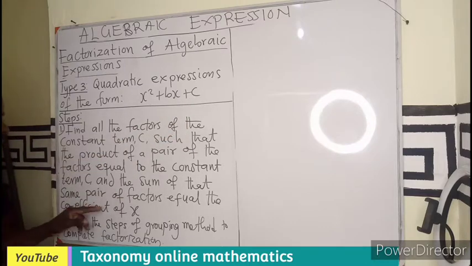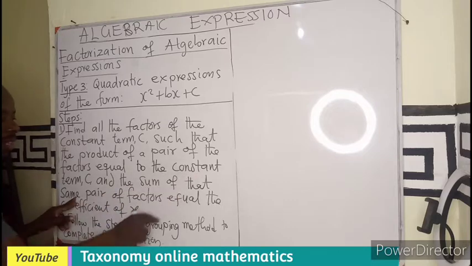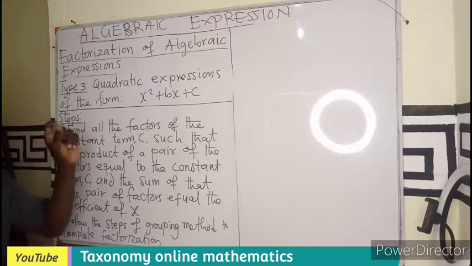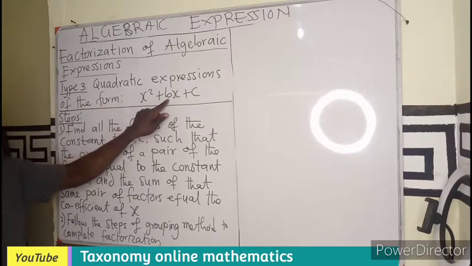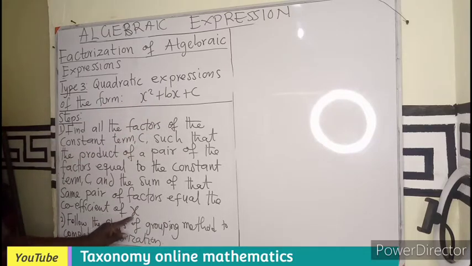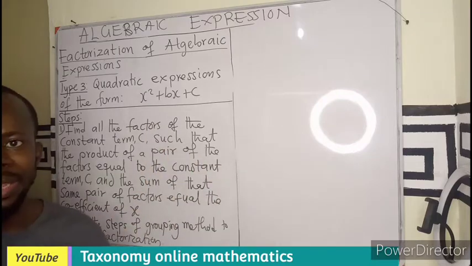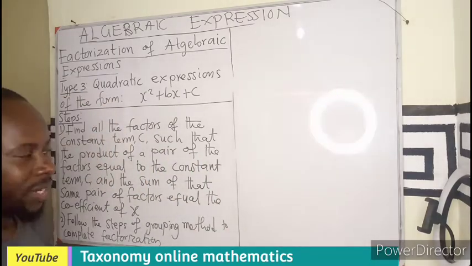At the same time, the same pair that gives us the product of the constant should be summed up to give us the value of b, which is the coefficient of what? X. Then if you are able to do that, you follow the steps discussed in the previous lesson, the grouping method, to complete your factorization.